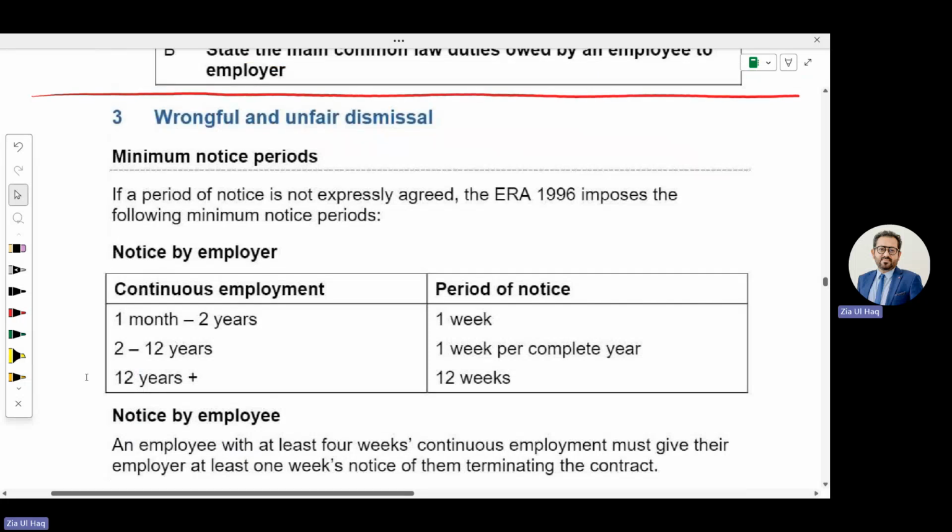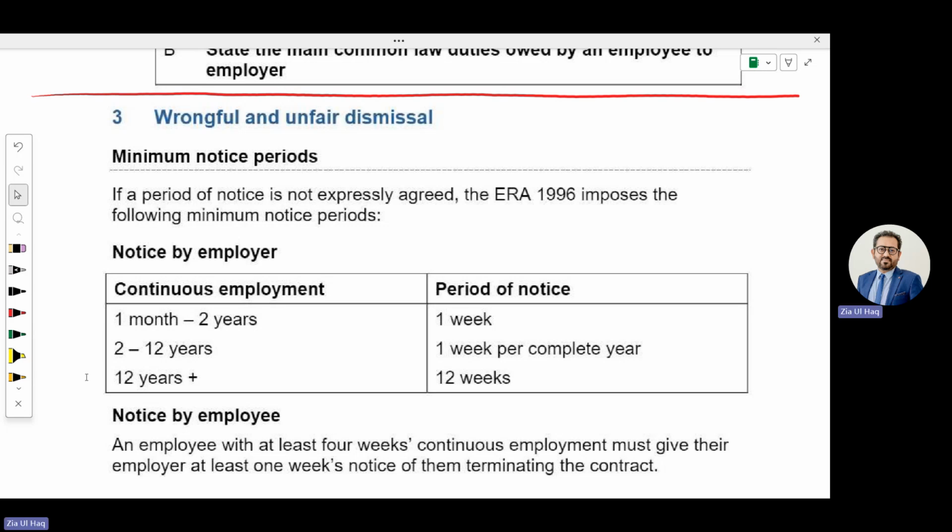wrongful and unfair dismissal. If an employer dismisses the employee unfairly without any reason, that will be called wrongful and unfair dismissal. And if the employee considers his dismissal unfair, he can file a suit against the employer for damages. And if the employee is filing a suit, he needs to prove in court his dismissal was unfair.